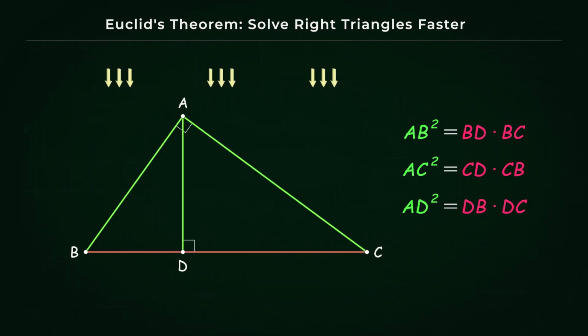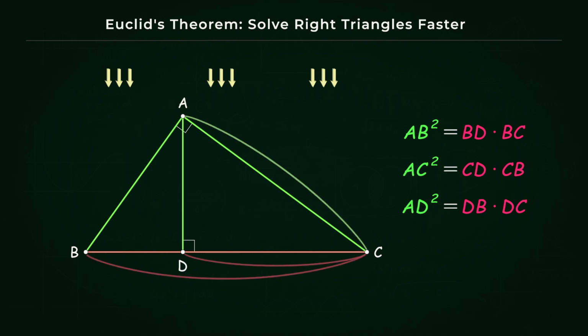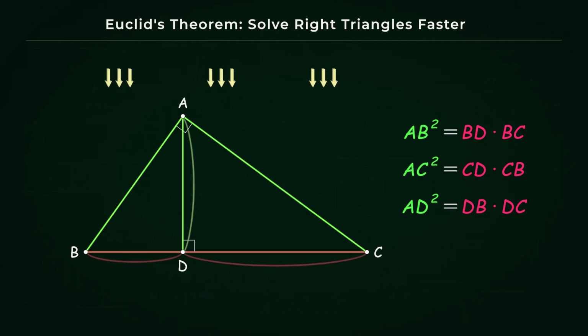If you look at them together, the left-hand sides involve segments above the ground, while the right-hand sides involve segments on the ground. Let's quickly recap. AB squared equals its projection times the hypotenuse. The same applies to AC squared, its projection times the hypotenuse. And AD squared is simply the product of the 2 segments it creates on the hypotenuse.